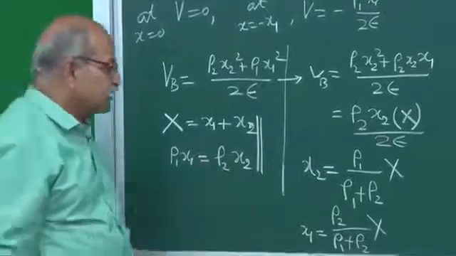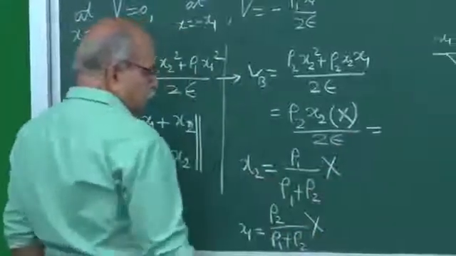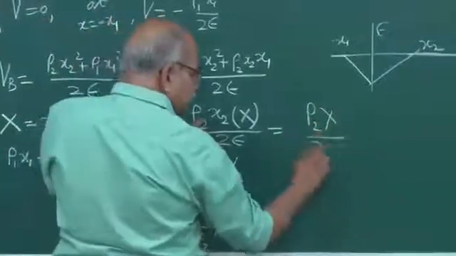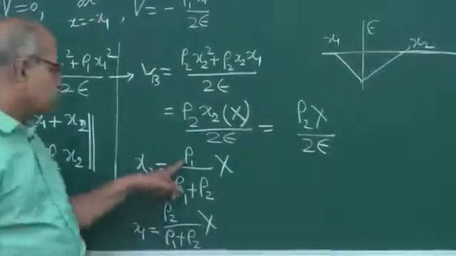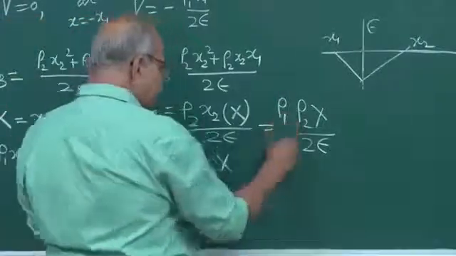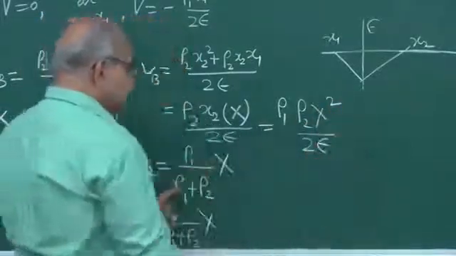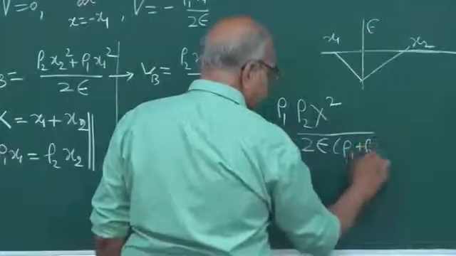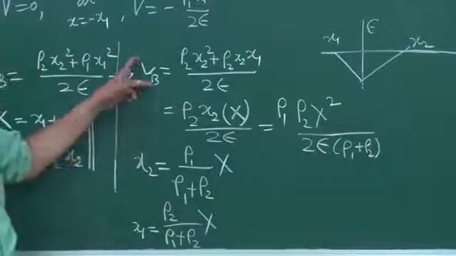So this is it. Use this expression of x2 here. What do you get? You have rho 2, you have capital X, and then 2 epsilon, and then this x2. So put rho 1 here, and then capital X, so square of this, and then divided by rho 1 plus rho 2. That is this VB, potential barrier.